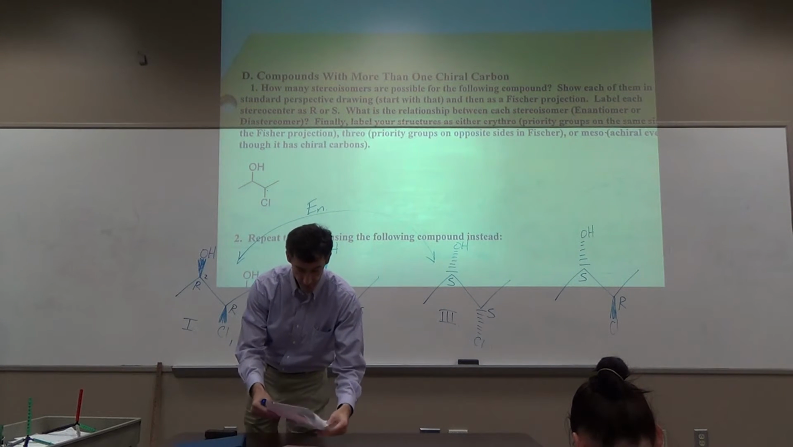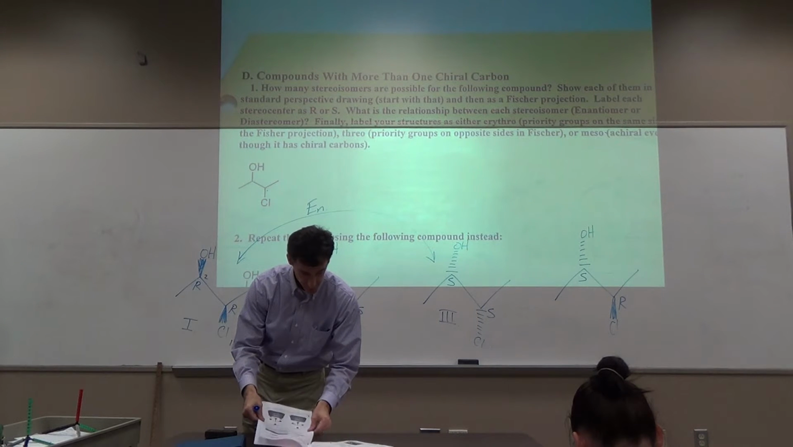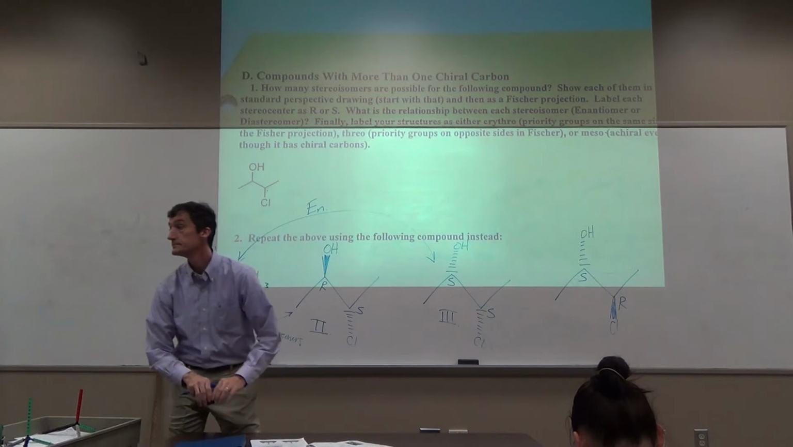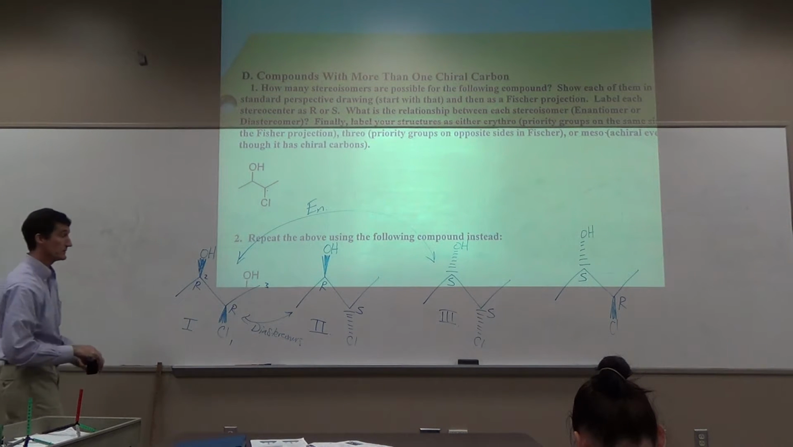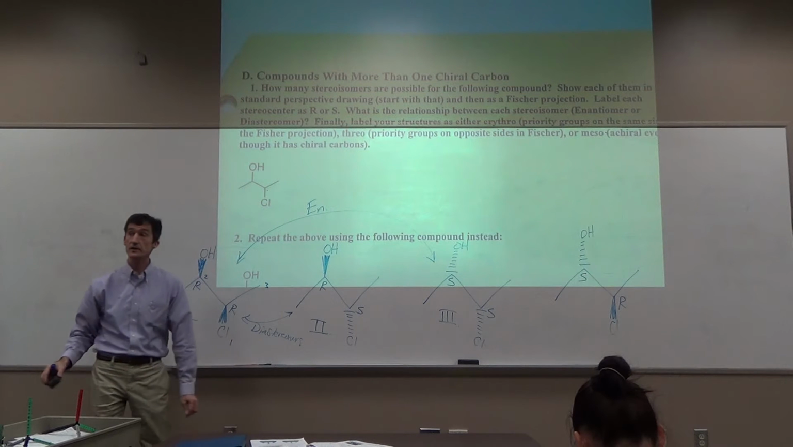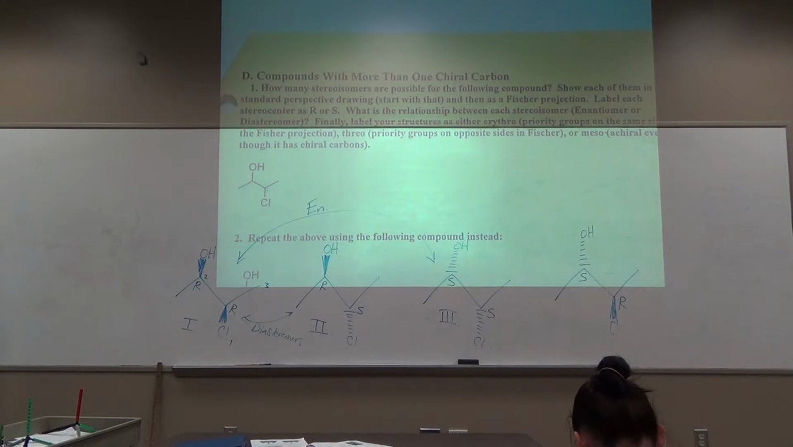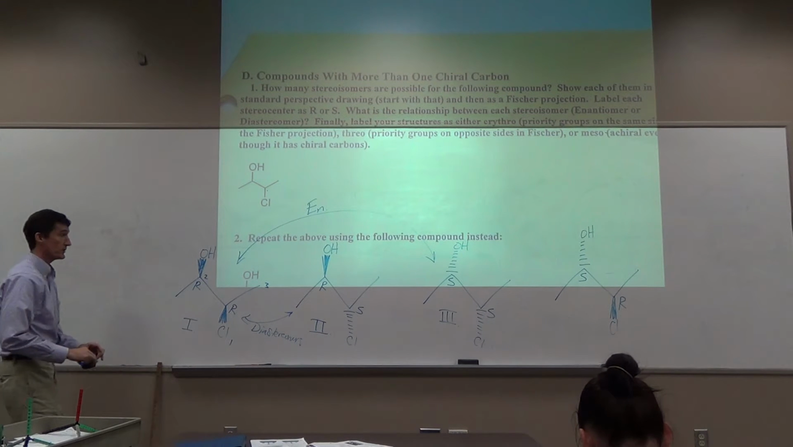What does the flow chart say about diastereomers? What does it say? Stereoisomers that are not mirror images are called diastereomers. There they are. Those are diastereomers. Stereoisomers that are not mirror images. RS is not the mirror image of RR. Diastereomers is a default category.